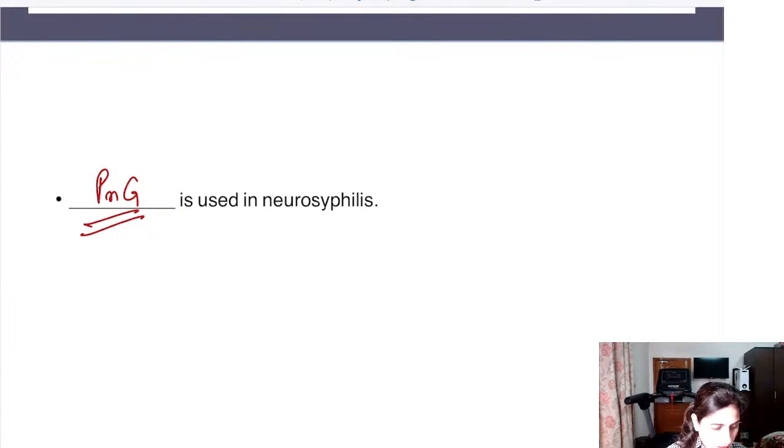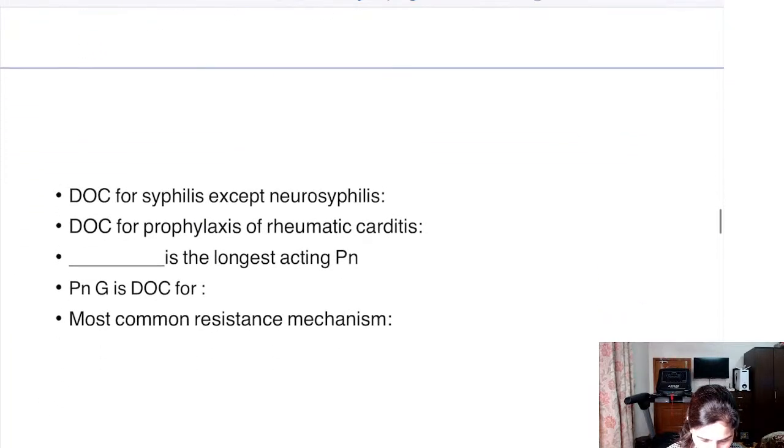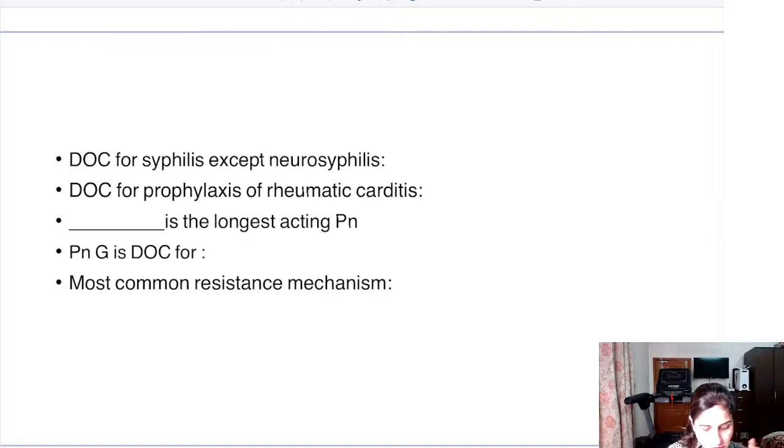So इसमें again the important things now to know. Drug of choice for syphilis except neurosyphilis कौन सी है? Except neurosyphilis, which penicillin is a drug of choice in syphilis?